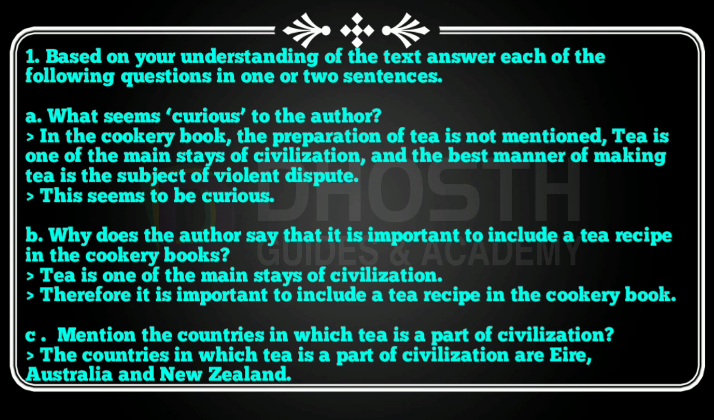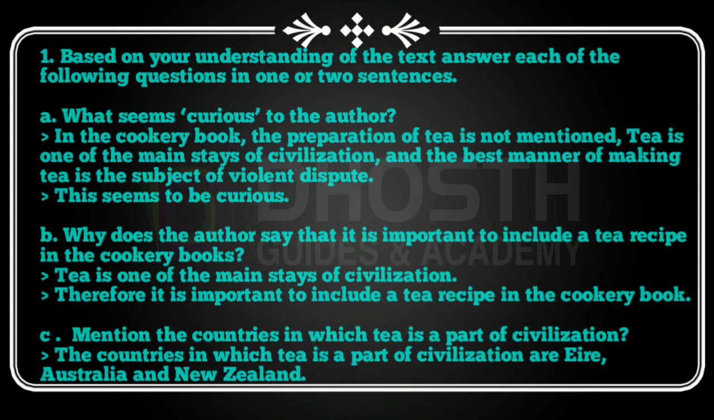Why does the author say that it is important to include a tea recipe in the cookery books? Tea is one of the mainstays of civilization. Therefore, it is important to include a tea recipe in the cookery book. Mention the countries in which tea is a part of civilization. The countries in which tea is a part of civilization are Ireland, Australia, and New Zealand.